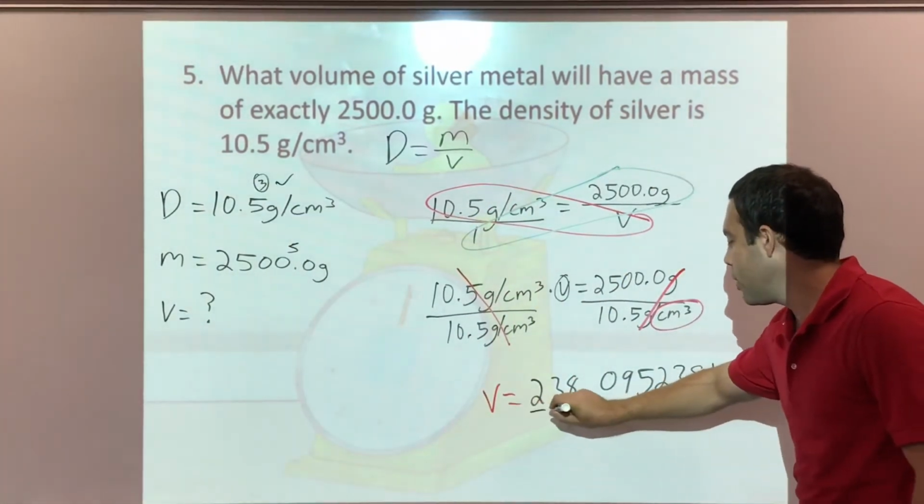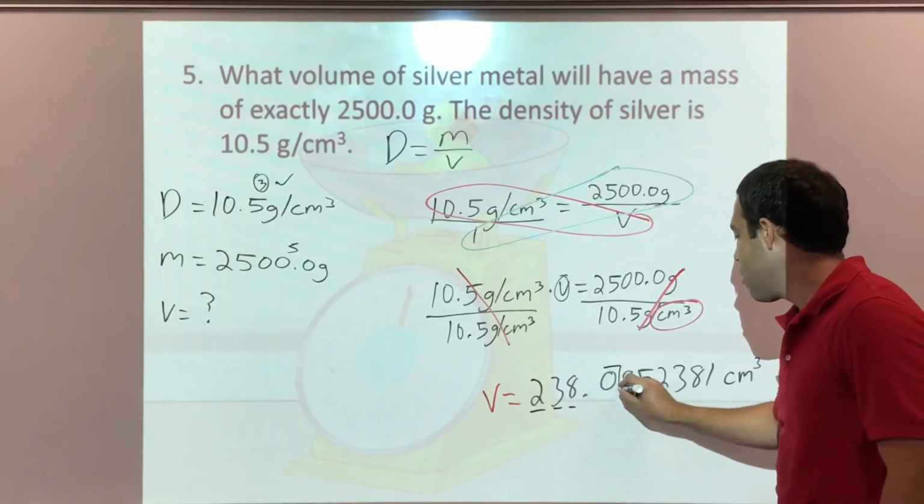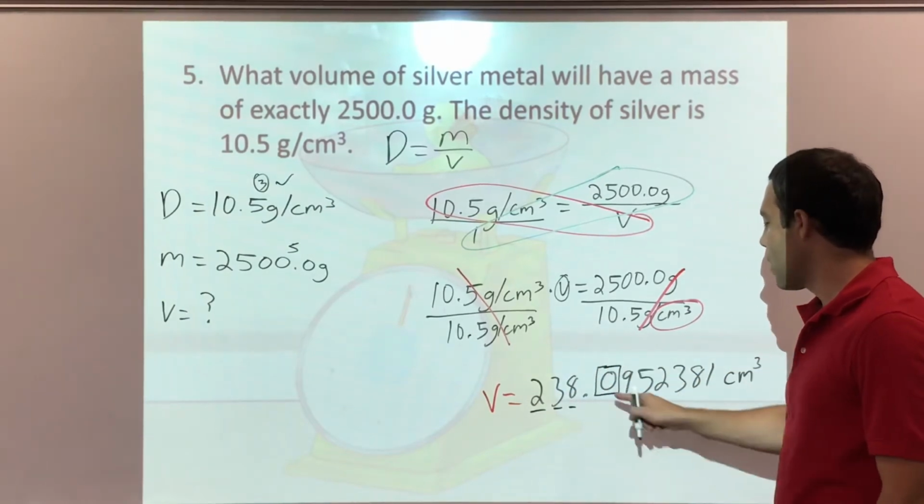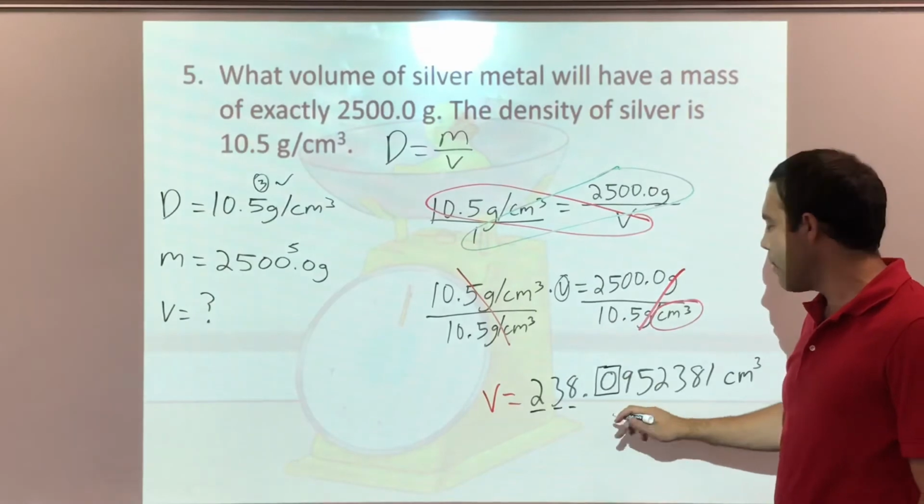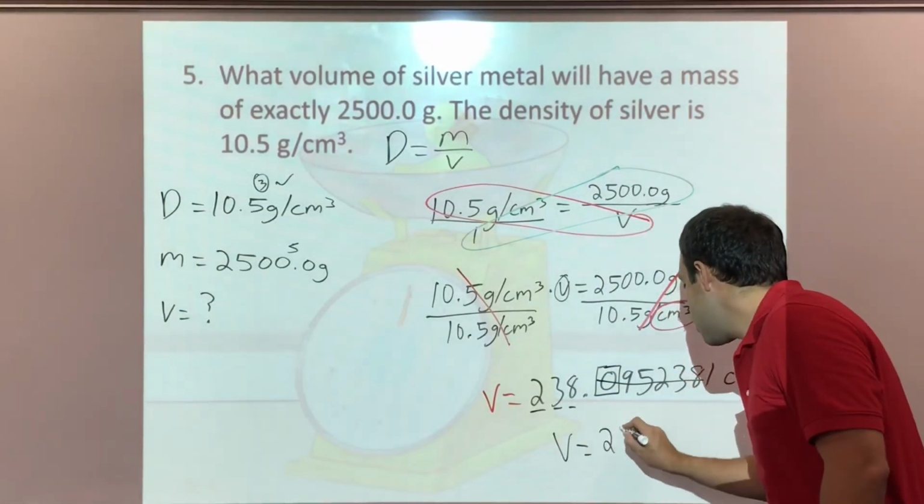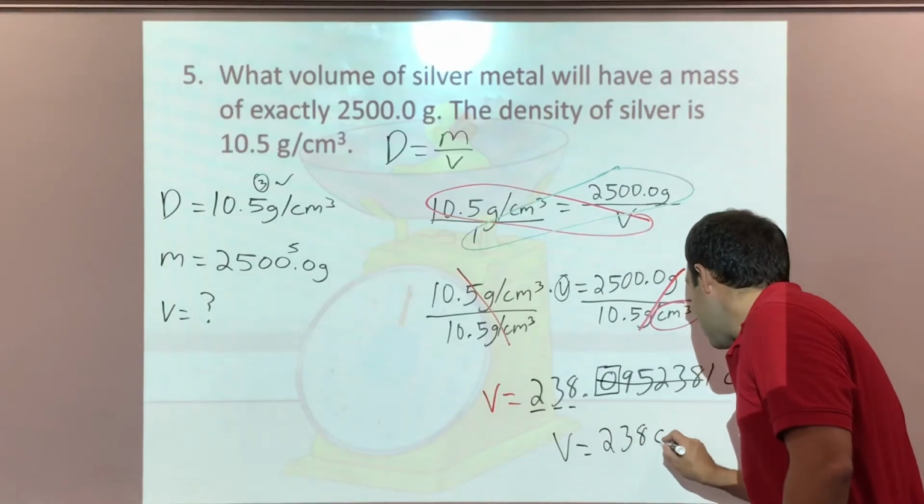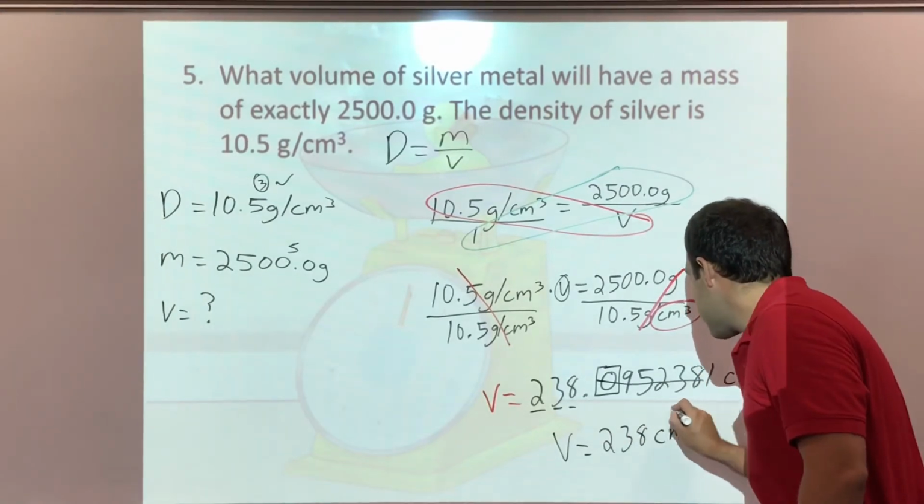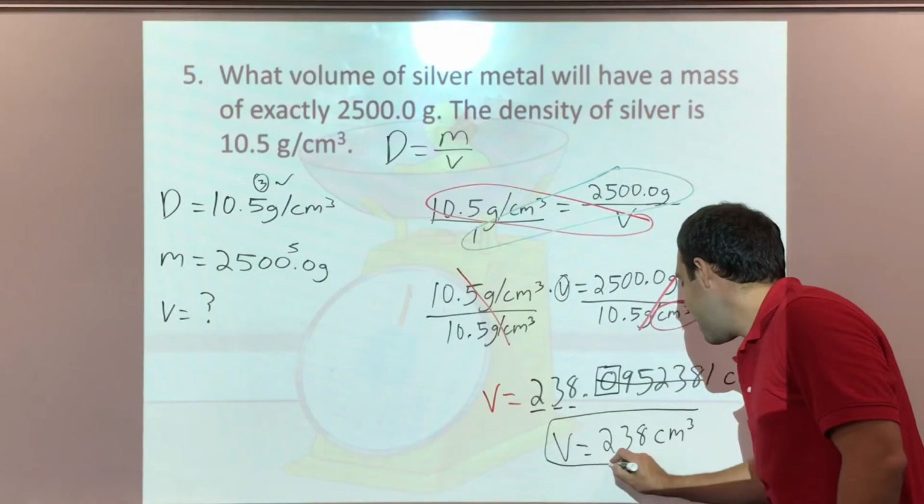3 underlines, 1, 2, 3 underlines. Put a box around the 4th number. 0, which is below 5. So we round down. Our final answer is 238 cubic centimeters. And we box off our final answer.